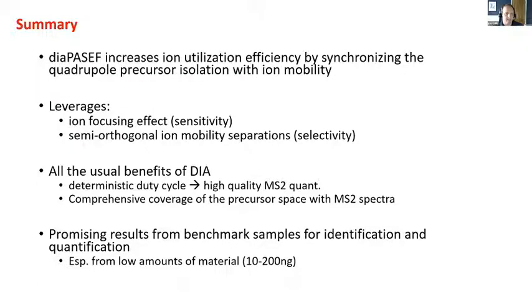And at the same time, we have all the usual benefits of DIA. So the deterministic duty cycle that is leading to high quality MS2 level quantification. We have comprehensive coverage of the precursor space with MS2 spectra as normal. And we think there are pretty promising results from these benchmark samples for identification and quantification, and now also for some more biologically oriented studies like this CLL study. And this especially seems to be true for lower amounts of sample, and we're always looking at amounts in the range of 10 to 200 nanograms.